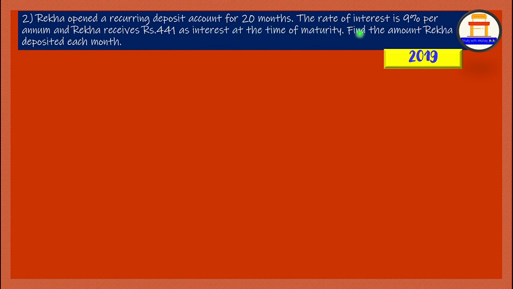The rate of interest is 9% per annum. Rekha receives rupees 441 as interest at the time of maturity. Read the question carefully. It is interest at the time of maturity. Find the amount Rekha deposited each month. So the monthly installment or the monthly deposit, that is the principal amount, we are supposed to find.